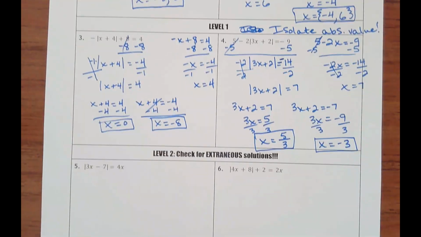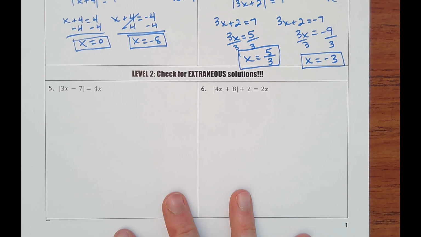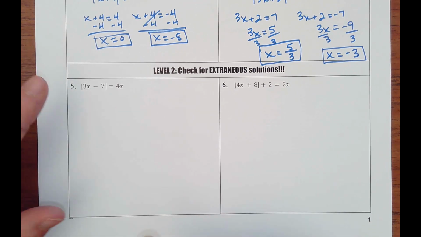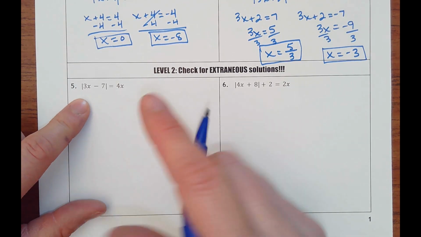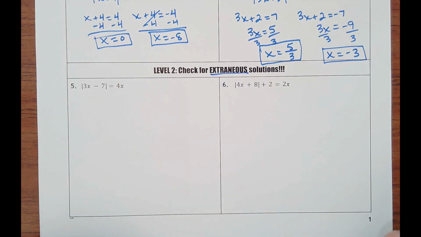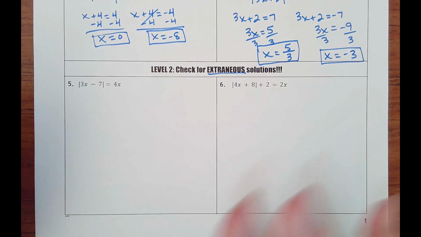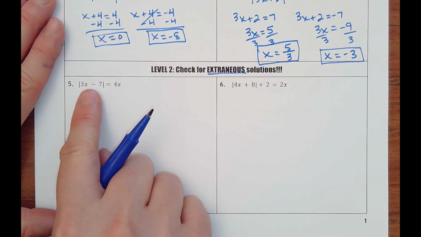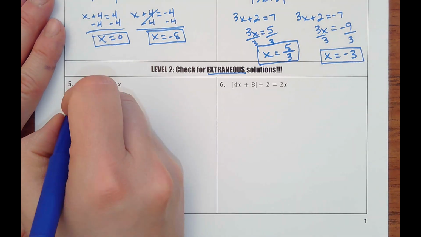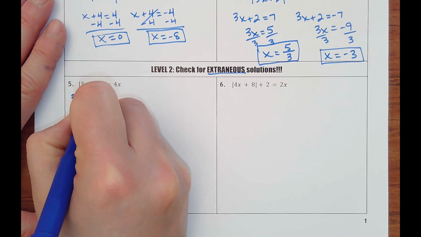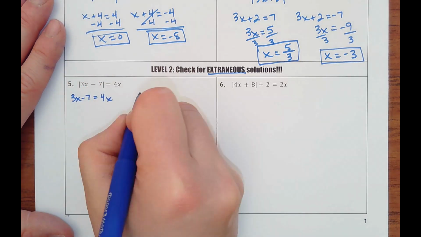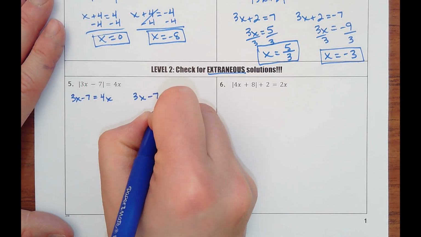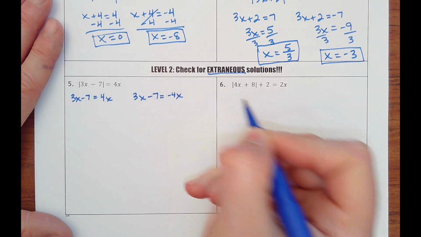Okay, level 2s, make sure you check for extraneous solutions. This happens because there's an X on each side, and extraneous means you get them as answers, but you go to plug them in to check and they don't work, so you don't count them as actual answers. The good thing about this one is this absolute value is already isolated, so I'm just going to say that 3x minus 7 needs to equal 4x, and 3x minus 7 needs to equal -4x.